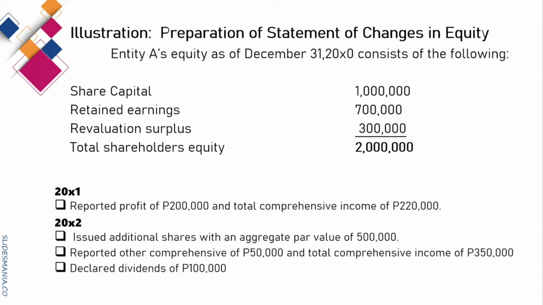Sa illustration for preparation of Statement of Changes in Equity, Entity A's equity as of December 2000 consists of the following. So, noong 2000X1, Entity A reported profit of 200,000 and total comprehensive income of 220,000. Noong 2000X2, Entity A issued additional shares with aggregated par value of 500,000. Entity A reported other comprehensive income of 50,000 and total comprehensive income of 350,000. Entity A declared dividends of 100,000.